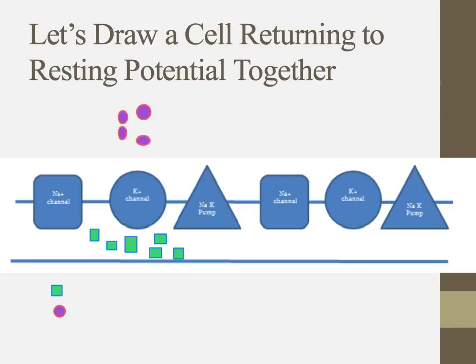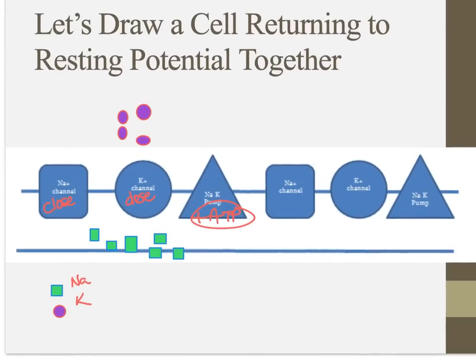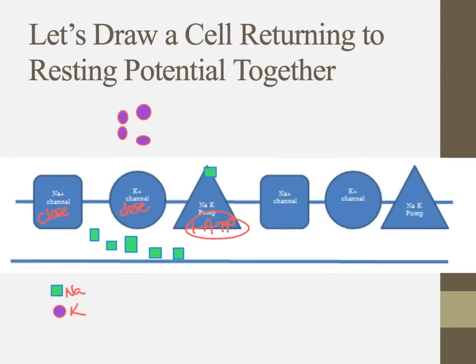So when we're ready to do that, after depolarization, the sodiums have been transferred inside, and the potassiums are on the outside. In order to get this cell back to its resting potential, these channels need to close. I'm again going to add ATP to my sodium-potassium pump. That's going to allow me to pump 1, 2, 3 sodiums out and 2 potassiums back in.